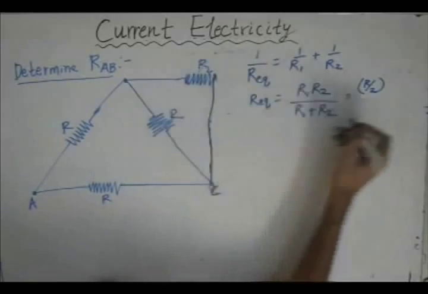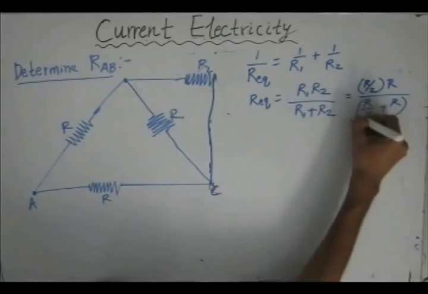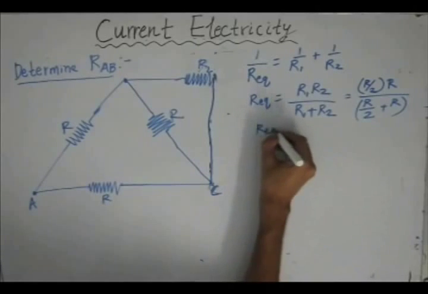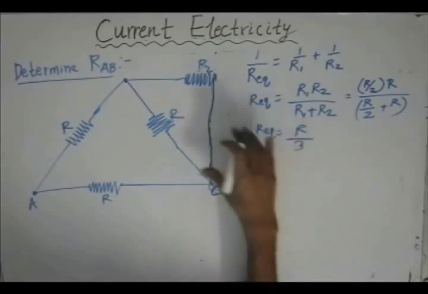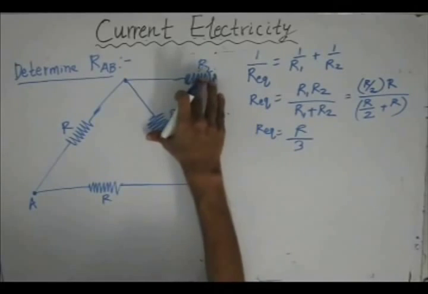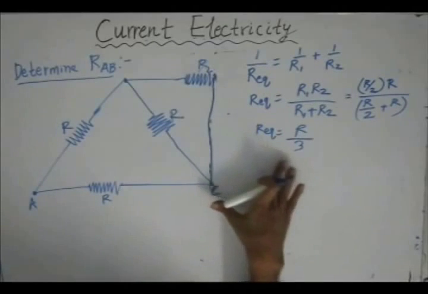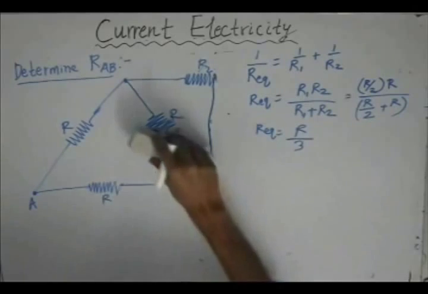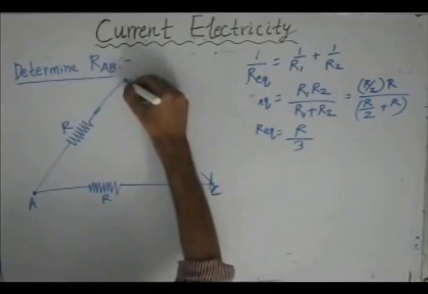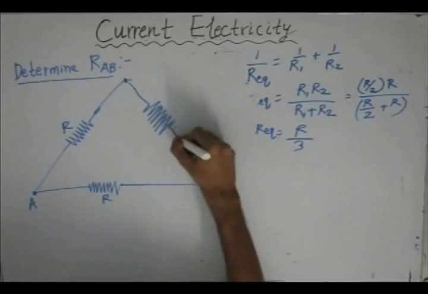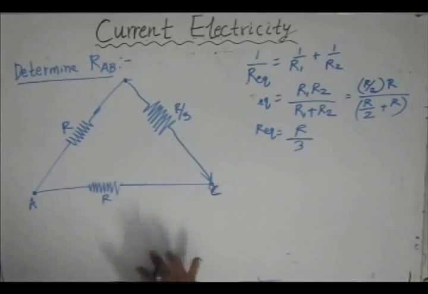The other resistor R2 is R. So R by 2 times R, divided by the summation of these two resistors. After solving it, what we get is R equivalent as R divided by 3. This is the value of the resistor which is the result of the parallel combination of these two resistors. So now we can replace these two resistors by a single resistor of value R by 3. We will remove these two resistors and replace them by a single resistor whose value is R by 3. Now it is simple.